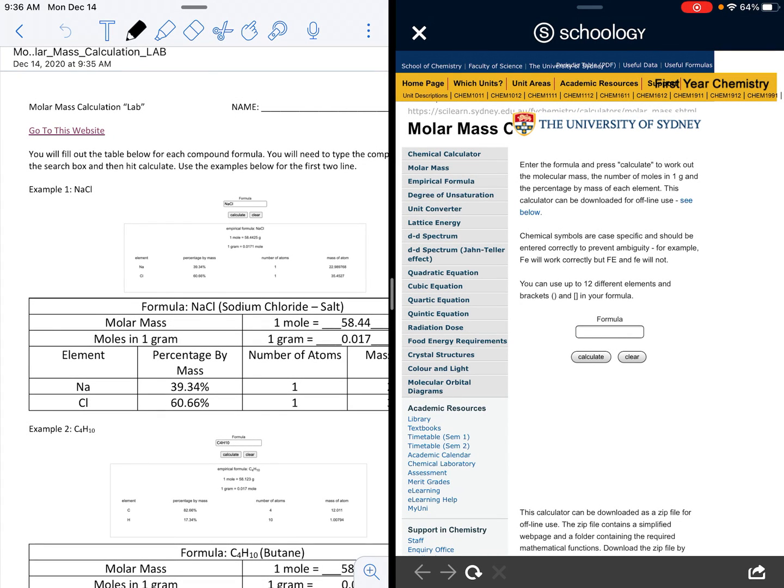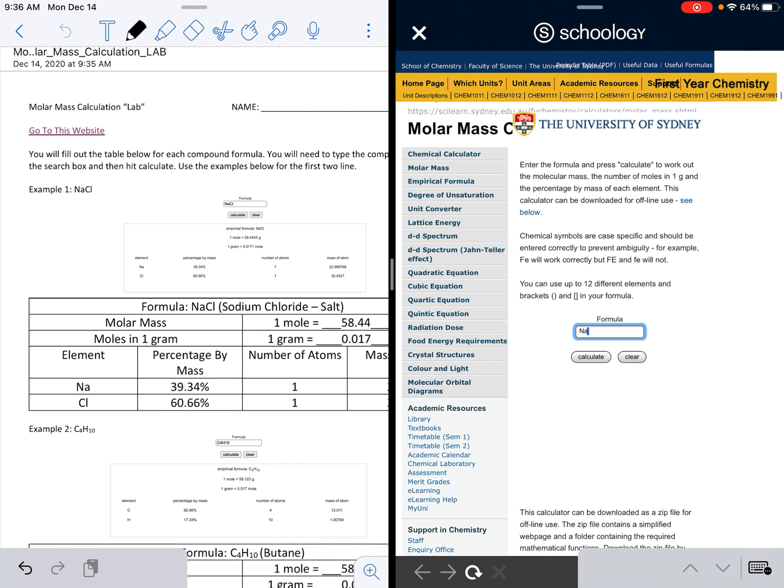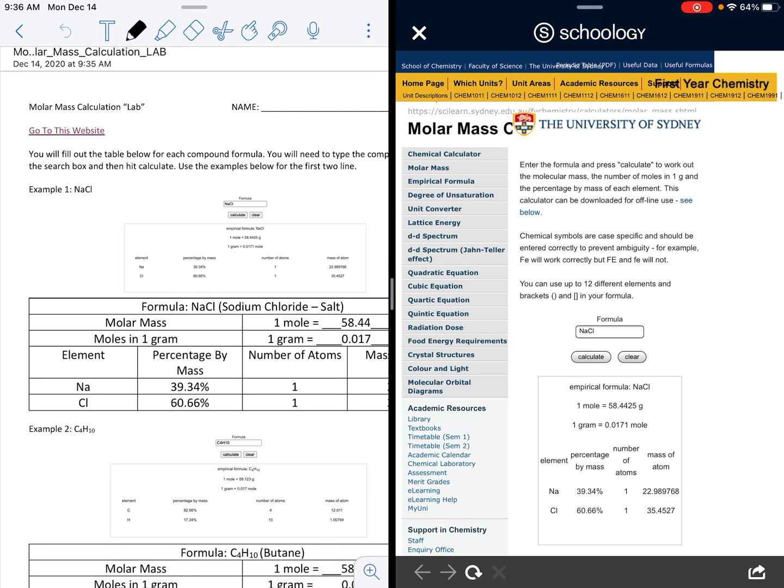Okay, so we're doing the molar mass lab. What you're going to do is initially have the website open. You can do it split screen like this. You're just going to type in the chemical formula. So for the first one, it's just NaCl. I type it as I see it, and I hit calculate.